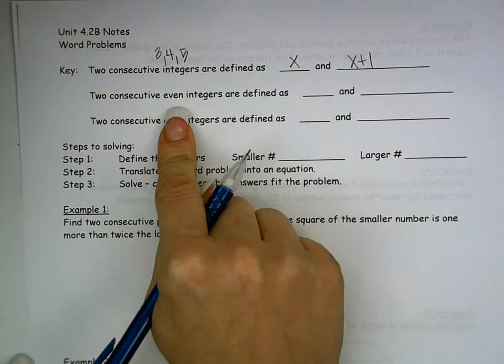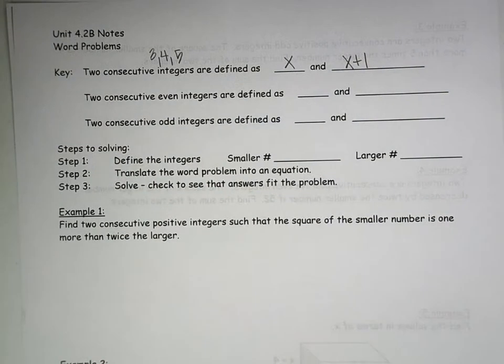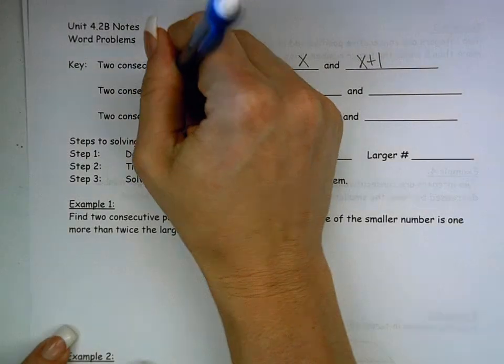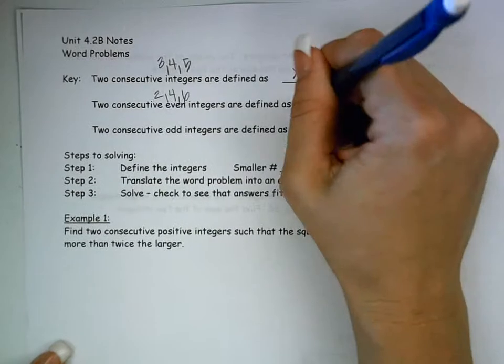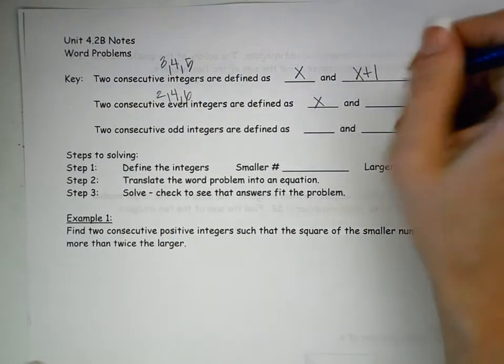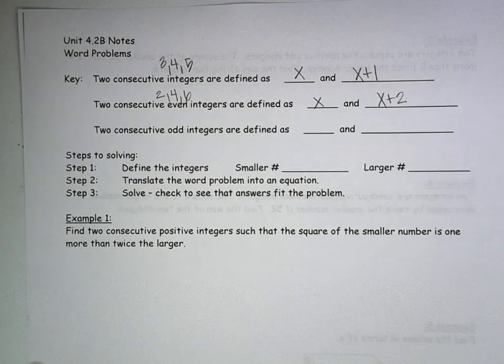Okay, give me an example of even integers. 2, 4, 6. Again, the first one you always start with x. How do you get from 2 to 4 to 6? What are we adding? x plus 2.